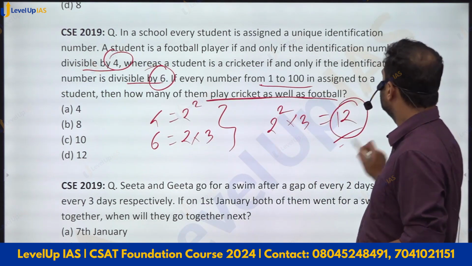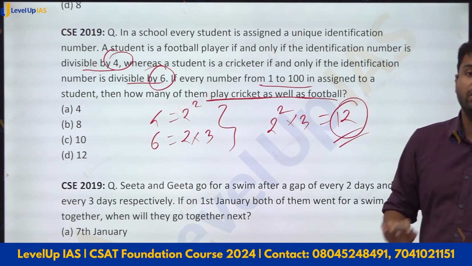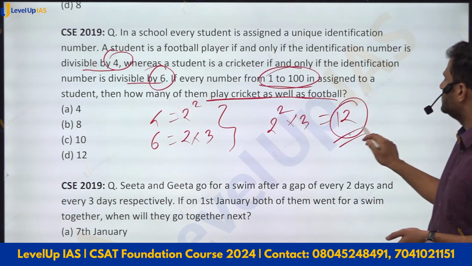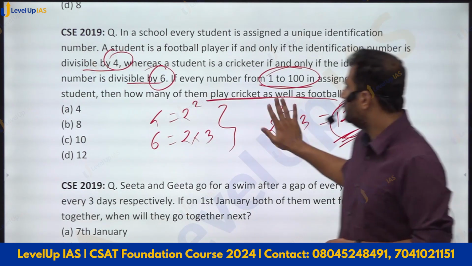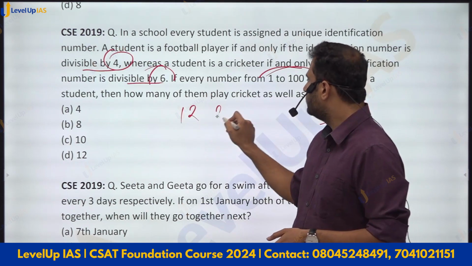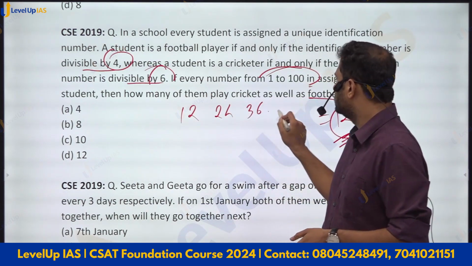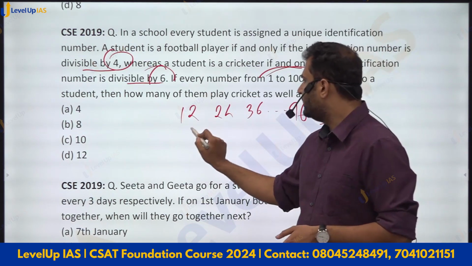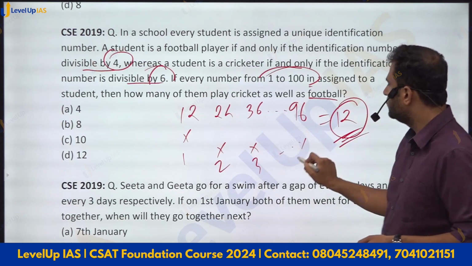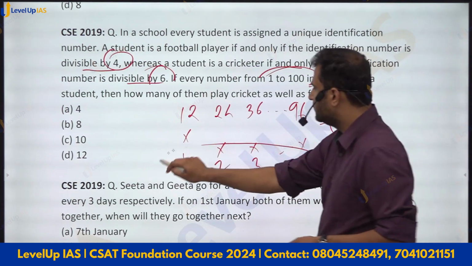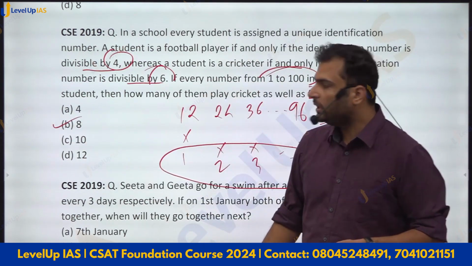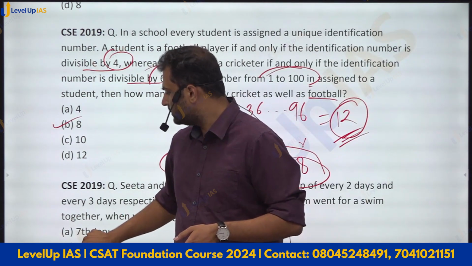12 is the LCM. Basically, the question is about finding how many numbers between 1 and 100 are divisible by 12. We can see that they are 12, 24, 36 up to 96. That is 12 into 1, 12 into 2, 12 into 3 up to 12 into 8. How many numbers are there? 8 numbers. The answer is B. 8 such numbers are possible.